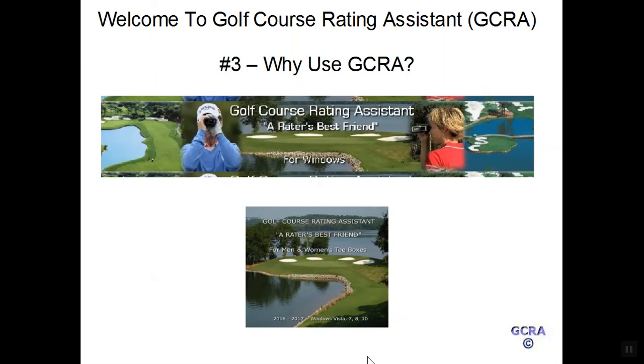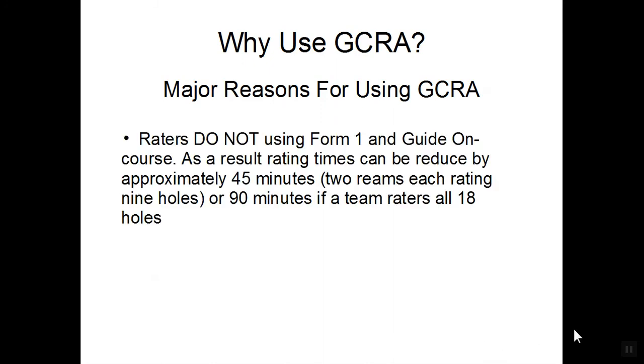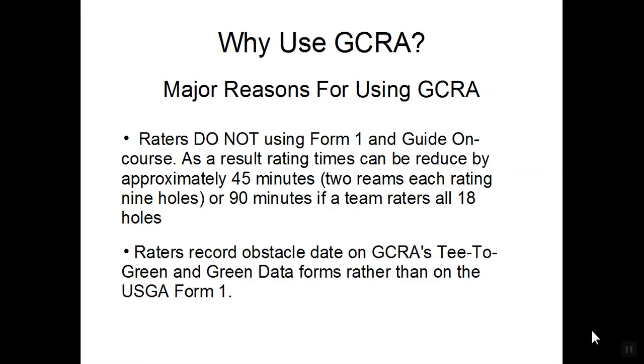There are many reasons, as you see, and the first one that we're going to talk about, the major reason for using GCRA, is that raters do not use the Form 1 and guide on course. As a result, rating times can be reduced by approximately 45 minutes, two teams each rating 9 holes, or 90 minutes if the team rates all 18. This timing is based on, in my experience, approximately 5 minutes at the end of each hole to look up in the guide and write down all the numbers.